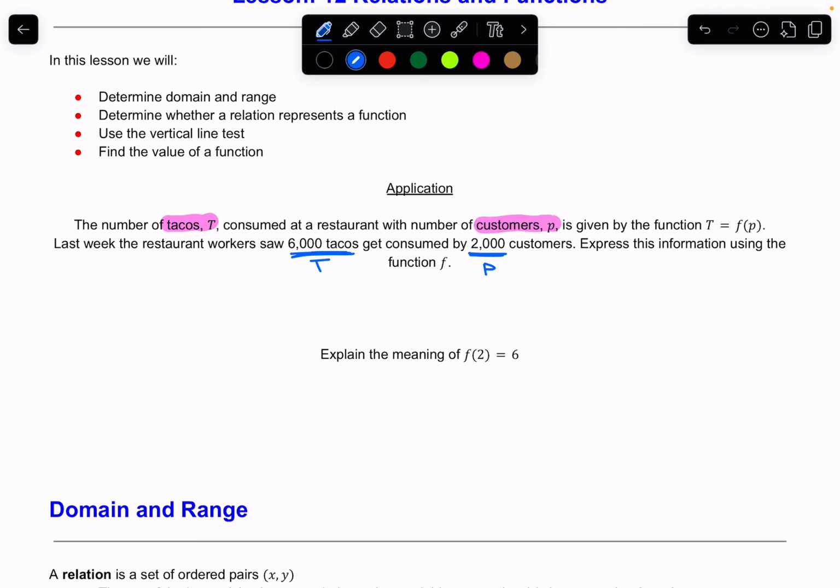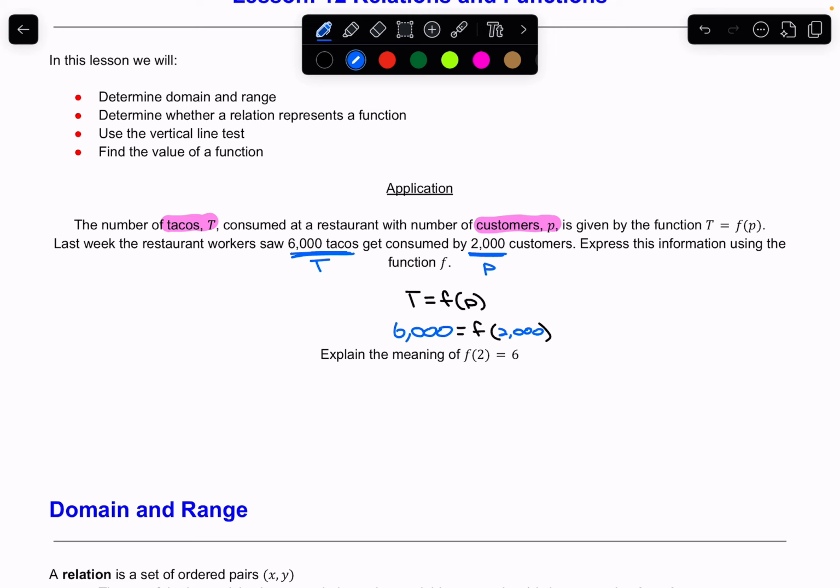So all I have to do is take the equation, T equals f of P, and replace the T and the P with what I know they're equal to. So the T is 6,000, and then I'll leave the equals f and the parentheses alone. The P was 2,000, so we have 6,000 equals f of 2,000. Meaning 6,000 tacos were consumed by 2,000 customers. So now we're going to turn that around.